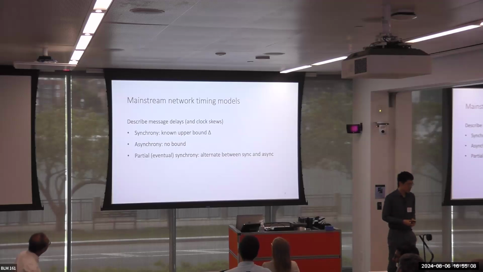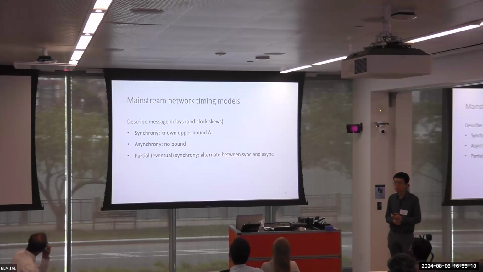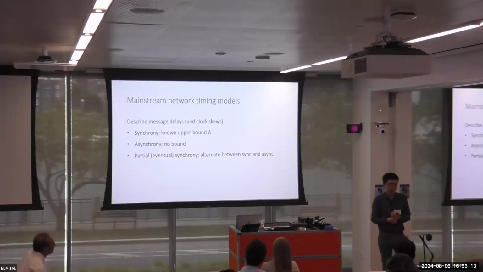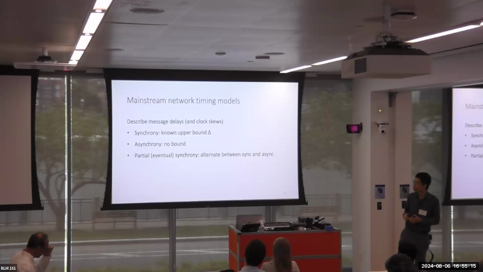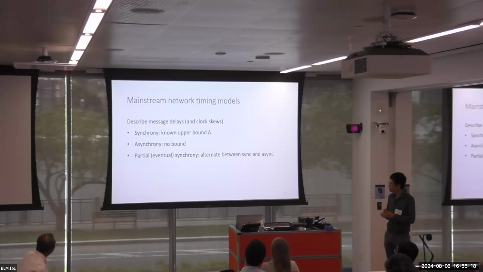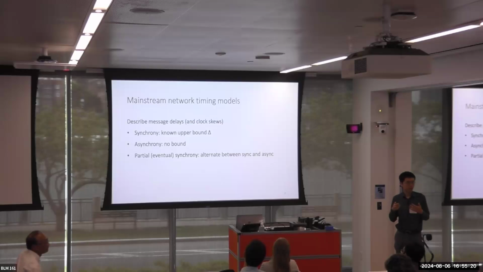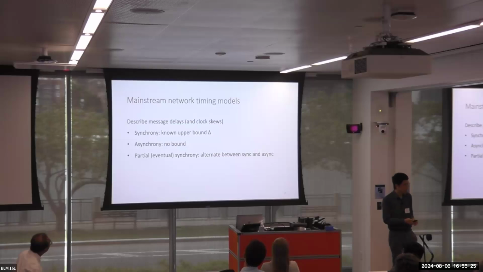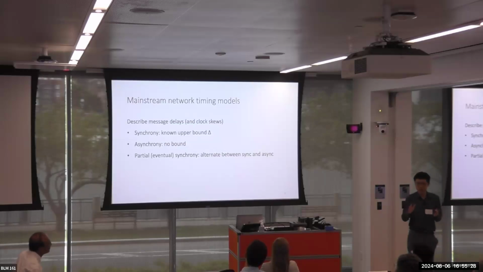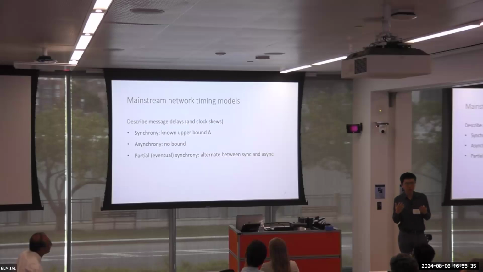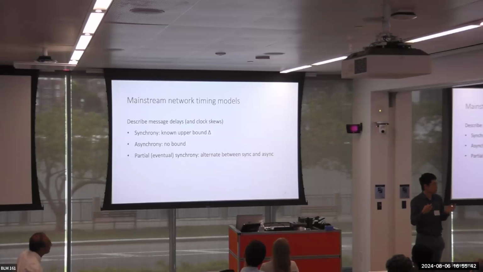So as you have already seen, there are 3 mainstream timing models that almost every consensus protocol is going to choose one from: synchrony, asynchrony, and partial synchrony. They describe our assumptions on message delays. Strictly speaking, they also describe our assumption on clock skews, but for simplicity, let me just ignore that and focus on message delays. Synchrony says there is a known upper bound on the delay of every single message. Asynchrony says there's no such bound, and partial synchrony says sometimes there is and sometimes there is not.